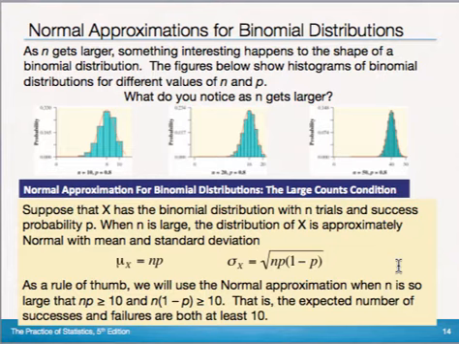As p approaches 0 or 1, our distribution will be less normal. When n is smaller, our distribution is also less normal. So the rule of thumb we use is that as long as n times p is greater than or equal to 10 and n times 1 minus p is greater than or equal to 10, we can use a normal approximation of a binomial distribution to do our calculations.